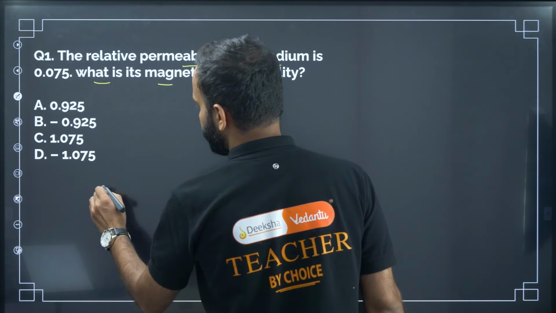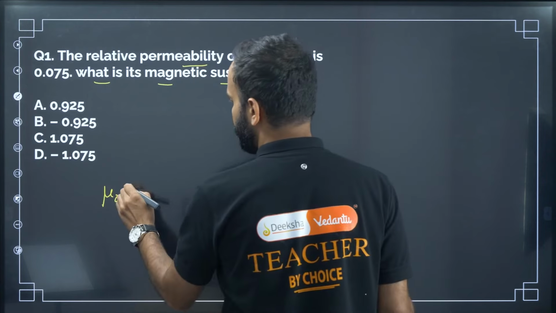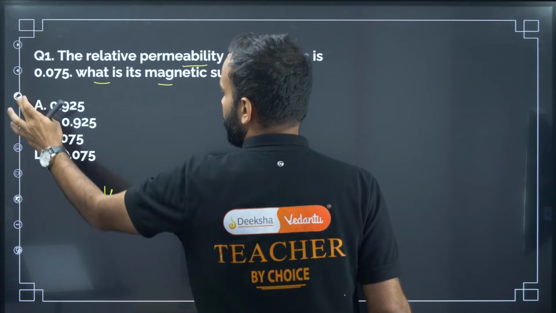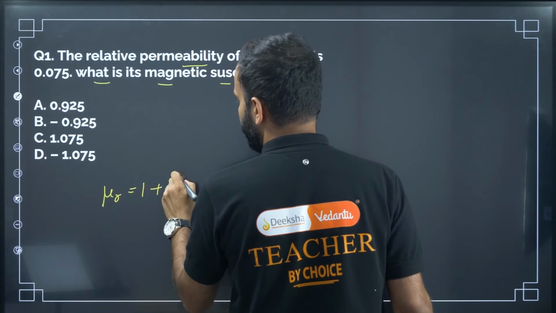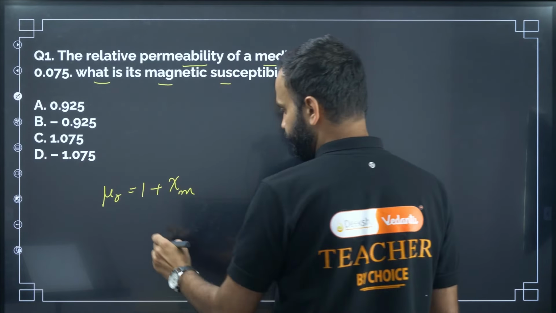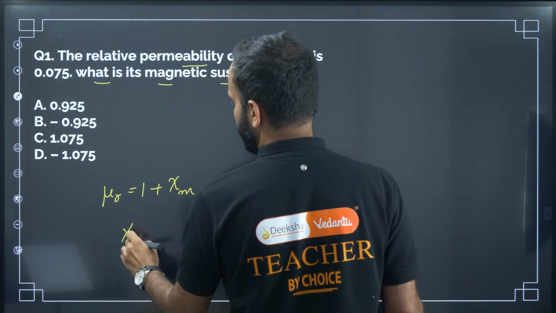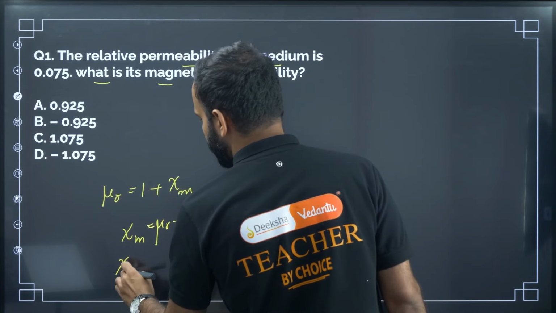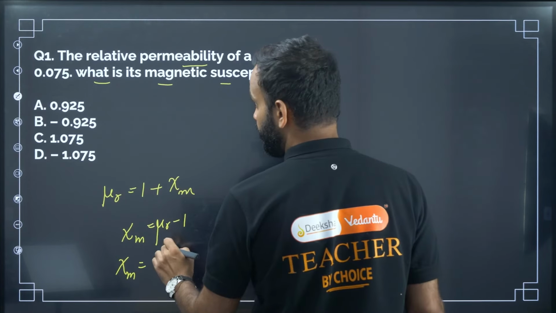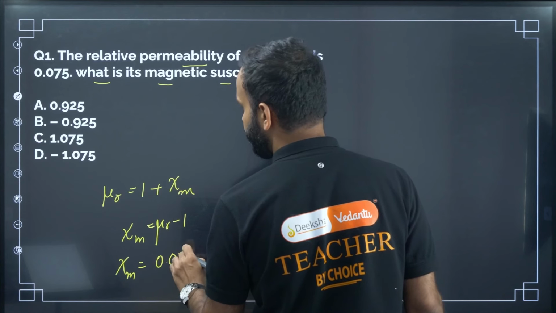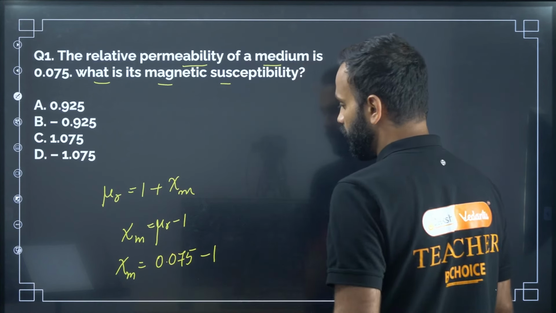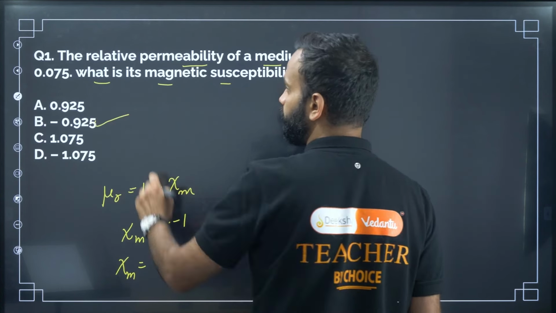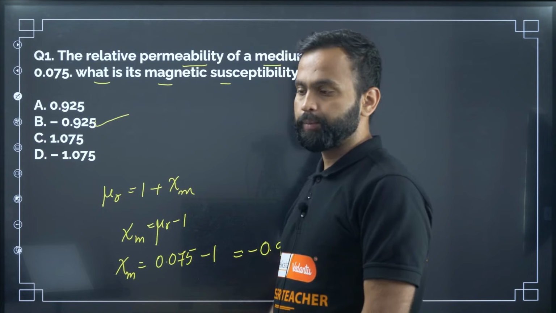We know that relative permeability of the medium mu r is equal to 1 plus magnetic susceptibility, right? So magnetic susceptibility is equal to mu r minus 1, that is 0.075 minus 1. So now solve this, you will get minus 0.925. The correct option is B.